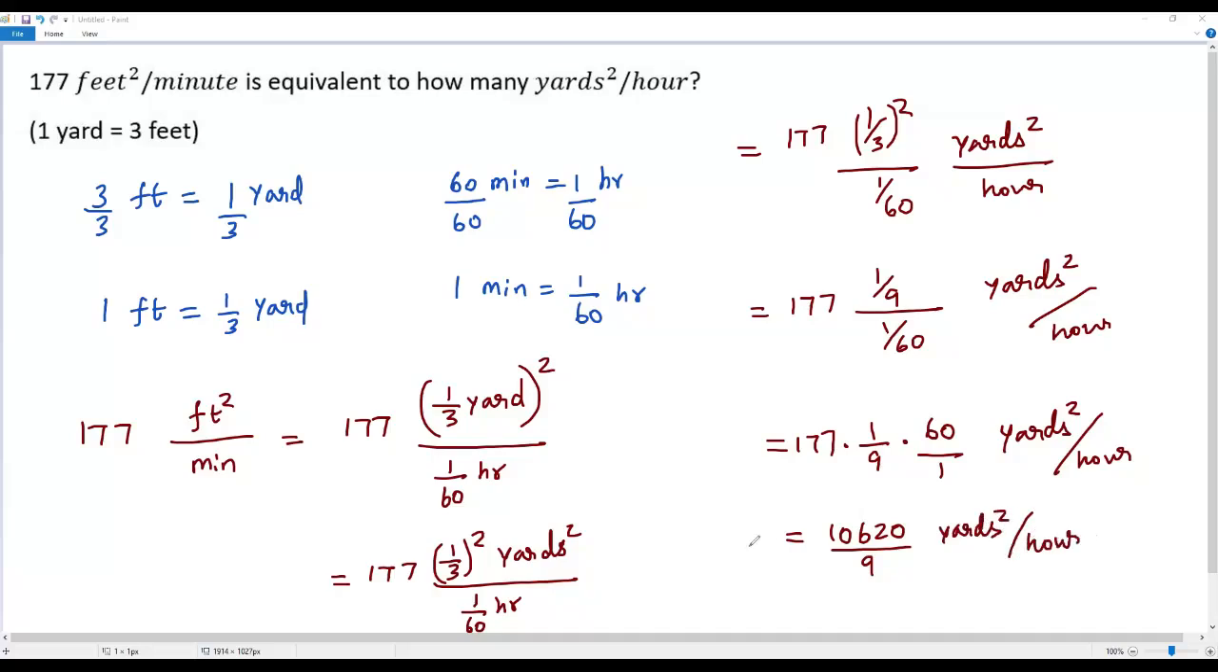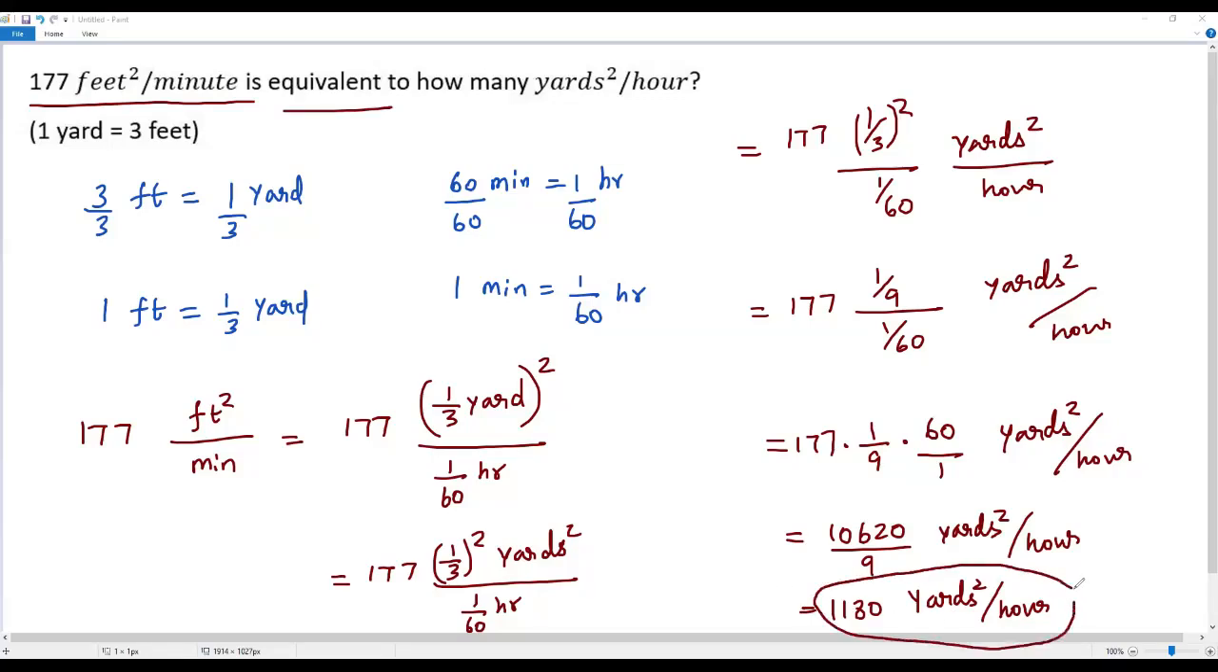When I divide 10,620 by 9, I am getting 1,180, and the unit is yard square per hour. Now, 177 feet square per minute is equivalent to 1,180 yards square per hour.